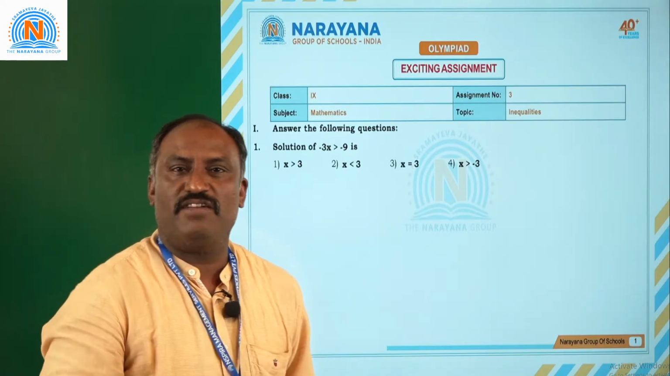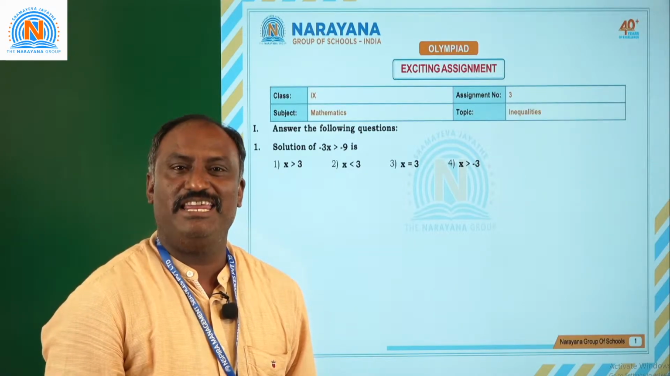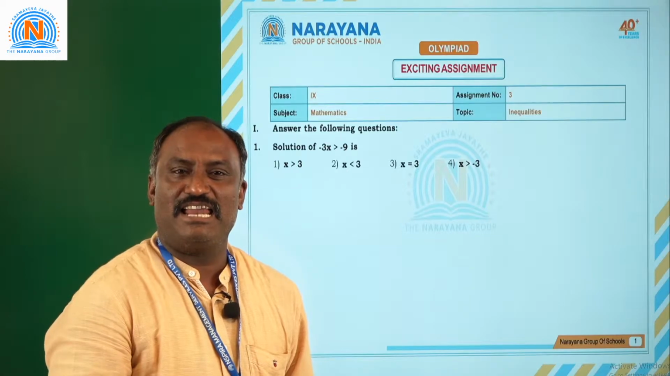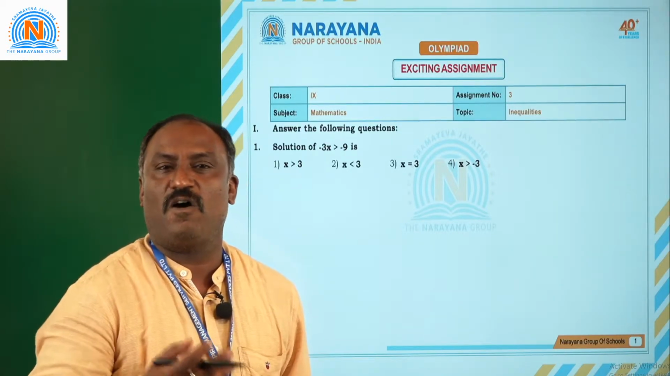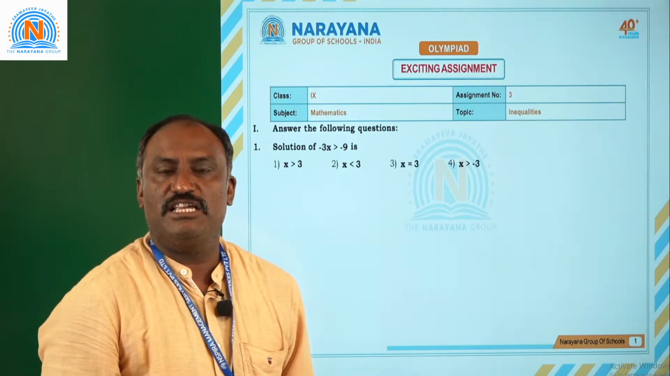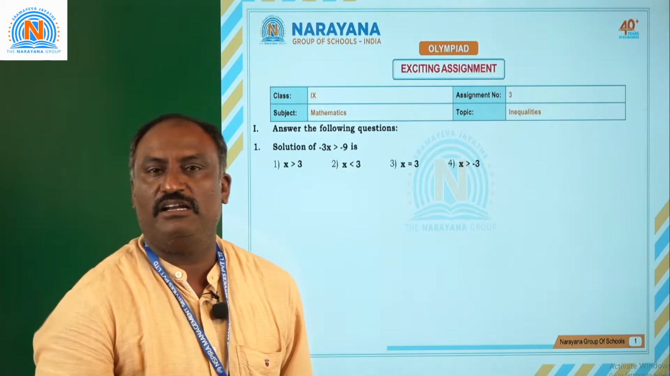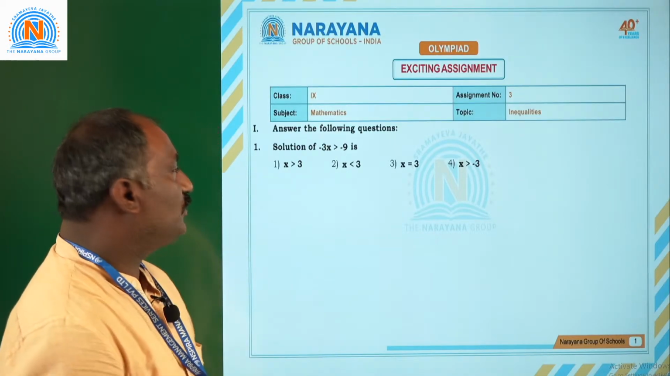You can see very clearly this is the assignment related to inequalities. In inequalities we have less than, greater than, less than or equal to, and greater than or equal to. These are the four things, and we are going ahead with these four in our assignment today. We are going with the first question.